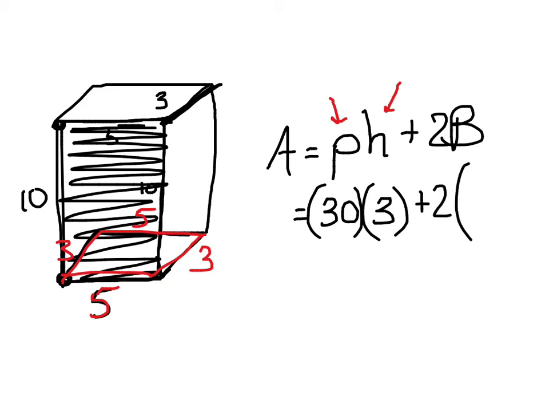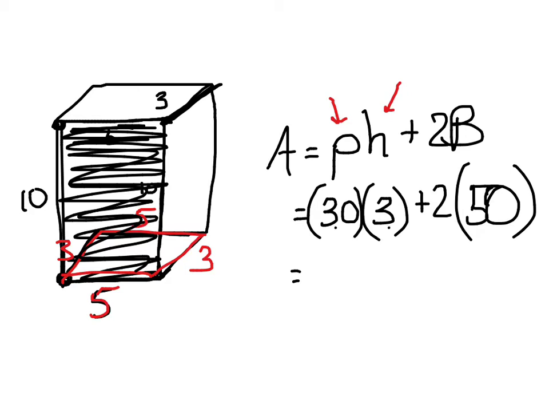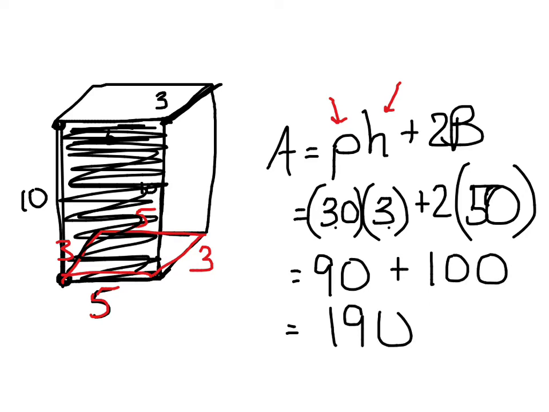Plus 2, and I'm calling this the base. How do you find the area of the base? What's 5 times 10? 50. So then 3 times 30 would be 90. Plus 2 times 50 is 100. And 90 plus 100 is 190.